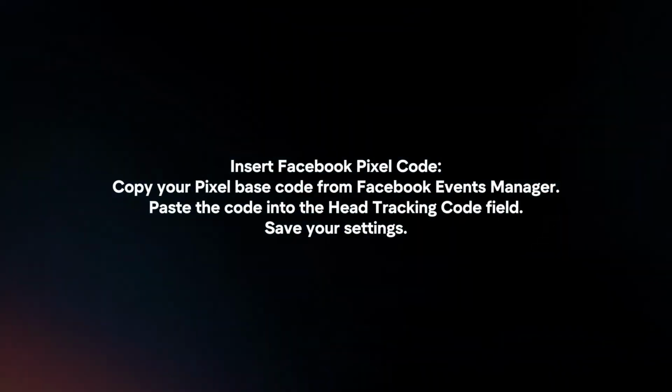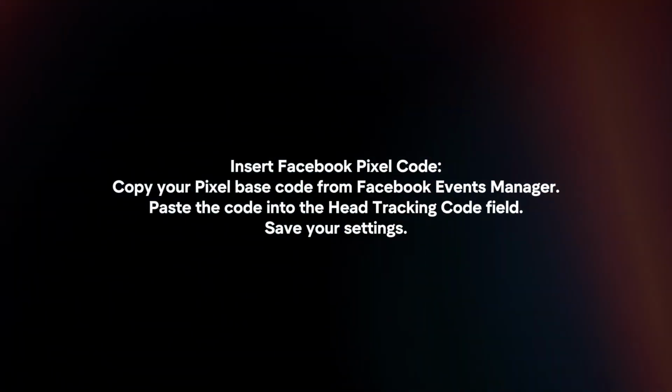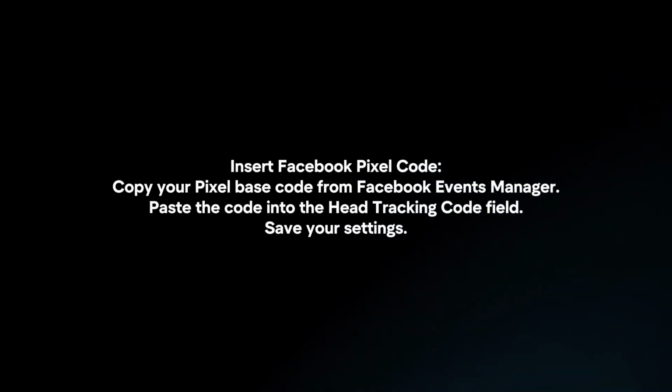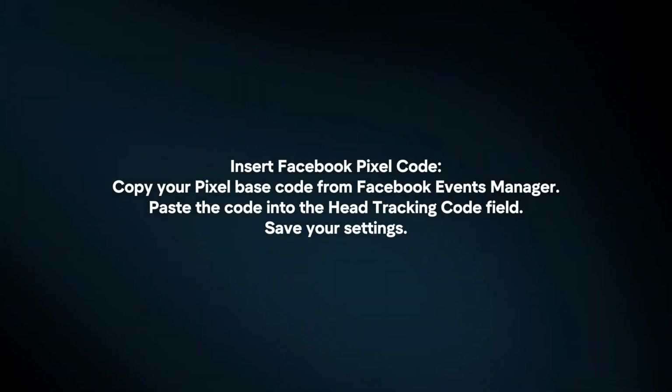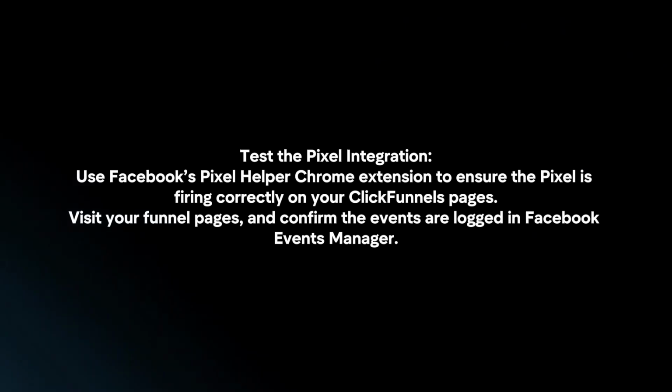Insert Facebook pixel code. Copy your pixel base code from Facebook Events Manager. Paste the code into the Head Tracking Code field. Save your settings. Test the pixel integration.